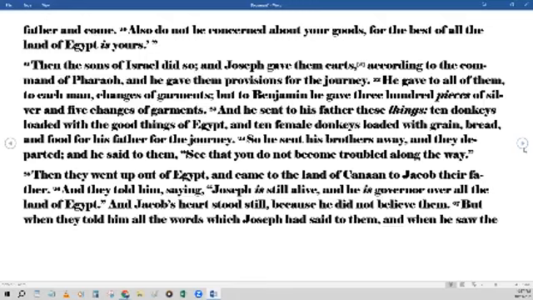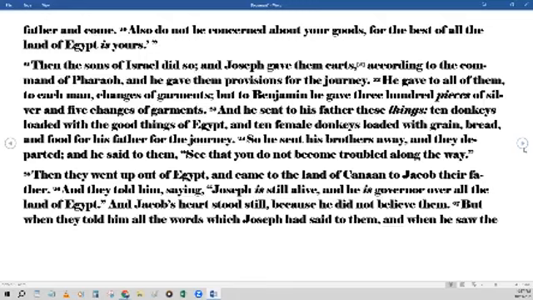Then the sons of Israel did so, and Joseph gave them carts according to the command of Pharaoh, and he gave them provisions for the journey. He gave to all of them, to each man, changes of garments, but to Benjamin he gave 300 pieces of silver and 5 changes of garments. And he sent to his father these things, 10 donkeys loaded with the good things of Egypt, and 10 female donkeys loaded with grain, bread, and food for his father for the journey.